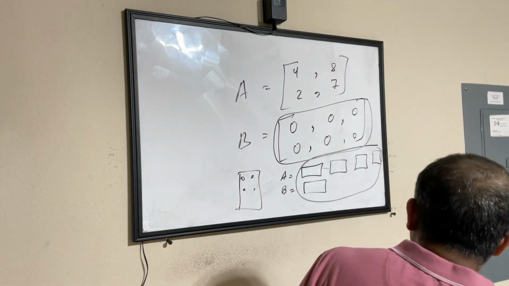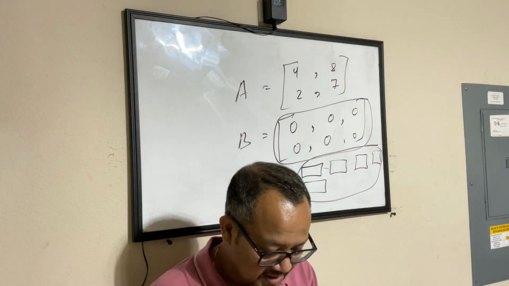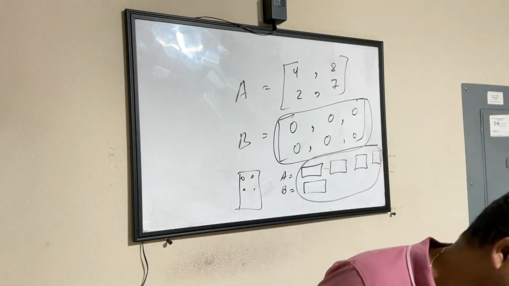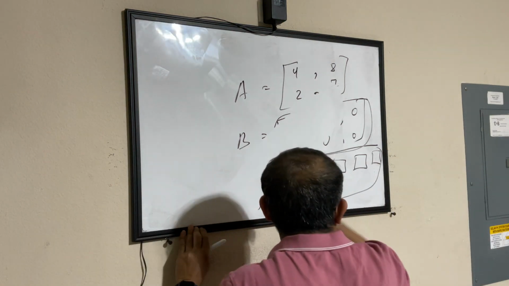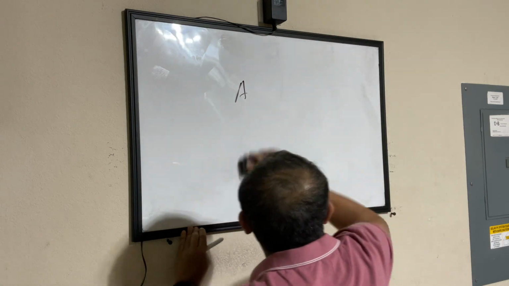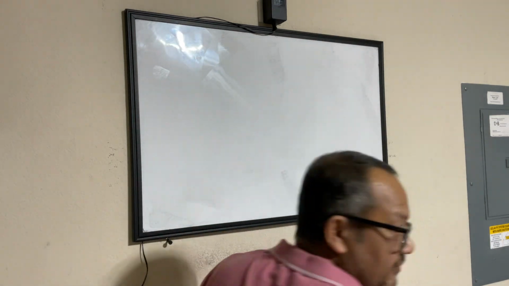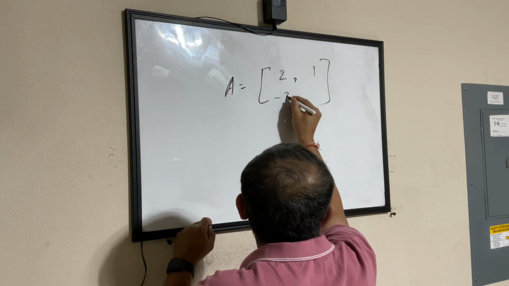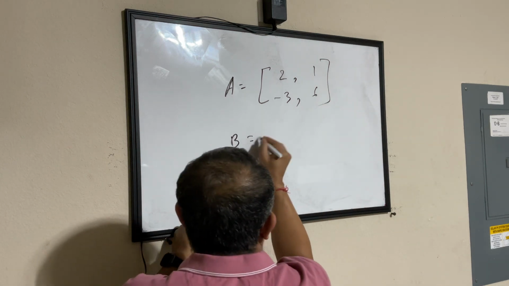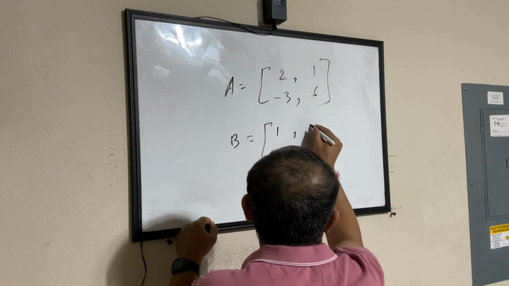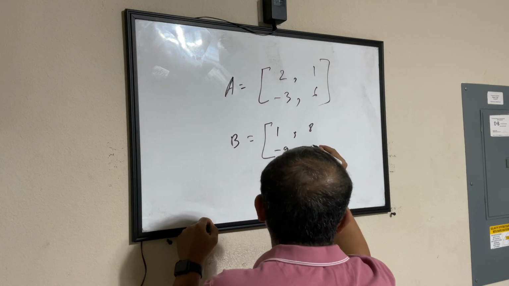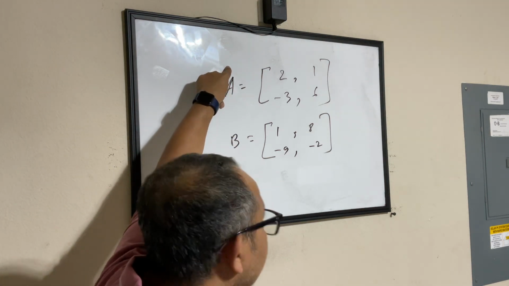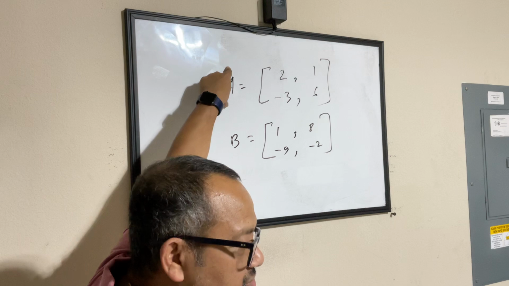Now when you talk about opposite matrix, what do we mean by that? Any idea? Sir, can you repeat the question? Let's say I have one matrix A, let's say this is 2, 1, minus 3, 6. And another matrix as B, 1, 8, minus 9, minus 2. If I say, find out the opposite of matrix A, what comes to your mind?